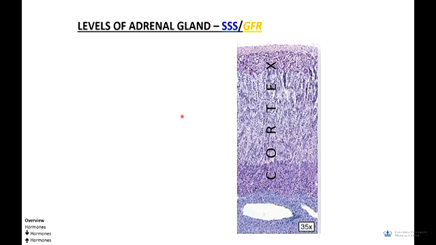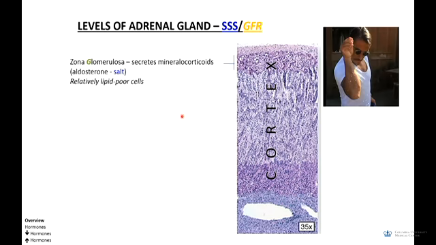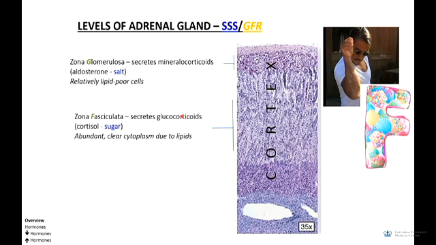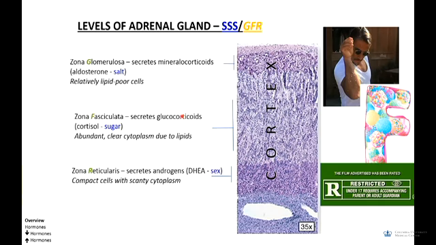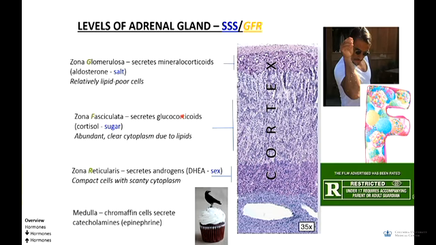So if you look at the different levels, there's one mnemonic that most everyone uses, which is GFR. You look at the zona glomerulosa, which secretes mineralocorticoids like aldosterone. So you have the salt guy, because this all works with salt. You have the zona fasciculata, which secretes glucocorticoids like cortisol, so that's a sugar. You have the zona reticularis, which secretes androgens, so the sex hormones. And then you have the medulla, which has the chromaffin cells, which secrete catecholamines like epinephrine.